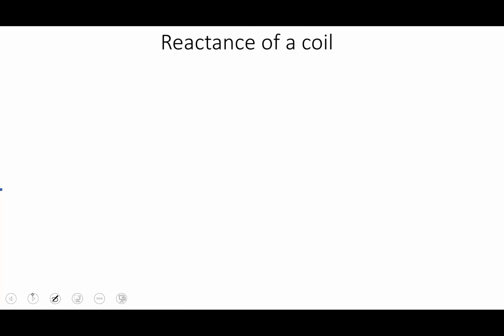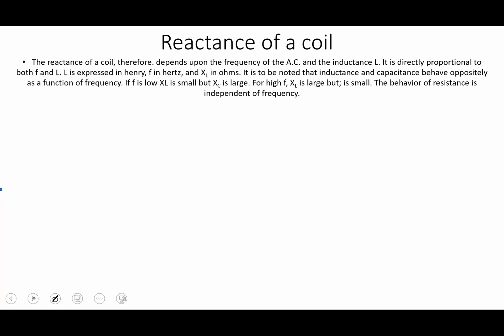Now, the reactance of the coil therefore depends upon the frequency and the inductance L. It is directly proportional to both frequency and self-inductance. L is in Henry, f is in Hertz, and XL is in ohms.